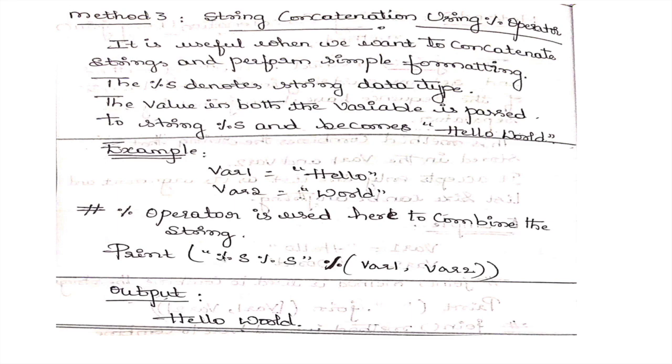So see, percentage s, that is modulus s. Why did I use modulus s two times? Because there are two strings. The first modulus s is for the first string hello. The second modulus s is for the second string world. So again, modulus variable one comma variable two. It is going to combine both the strings to display the result, hello word. See, the only difference here is that instead of the join method or instead of plus, I'm using the modulus operator to join two strings.